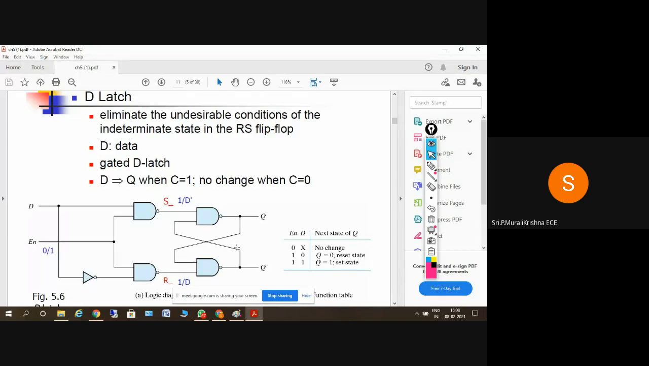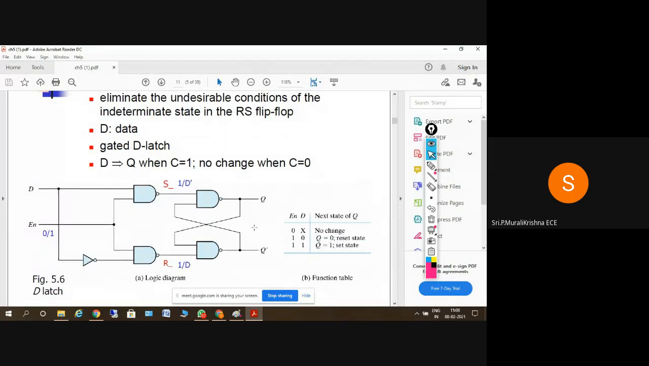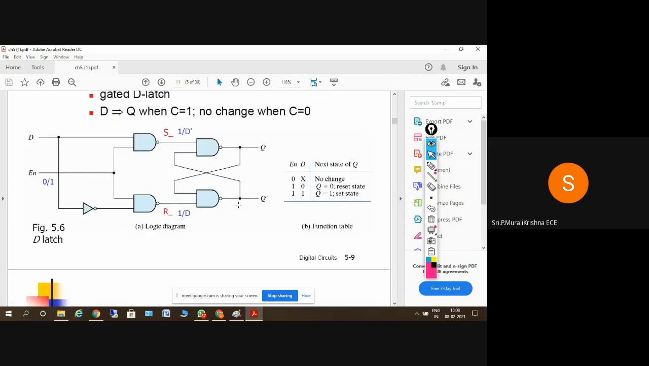Yes, sir. Okay, so this is the D latch diagram of the D latch here. So far we discussed the SR latch with different cases, SR latch with a control input, SR latch with an AND gate, SR latch with NOR gates. Okay, and this is the D latch here.